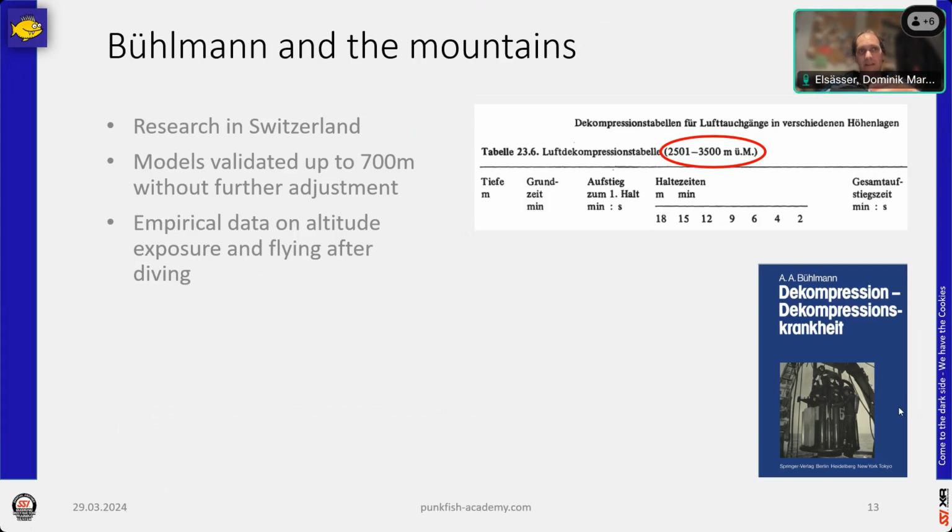Now, they already did validate directly their models. So the model as is, without any changes, up to 700 meters of altitude. So that's already quite a buffer. You can already say, in a way, you can trust this model out of the box without changing settings and so on, up to around about 700 meters.